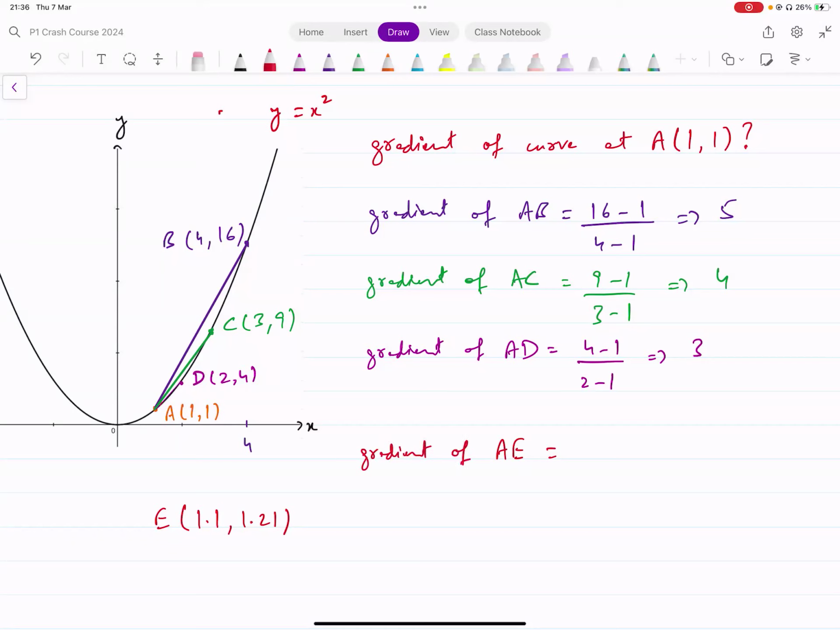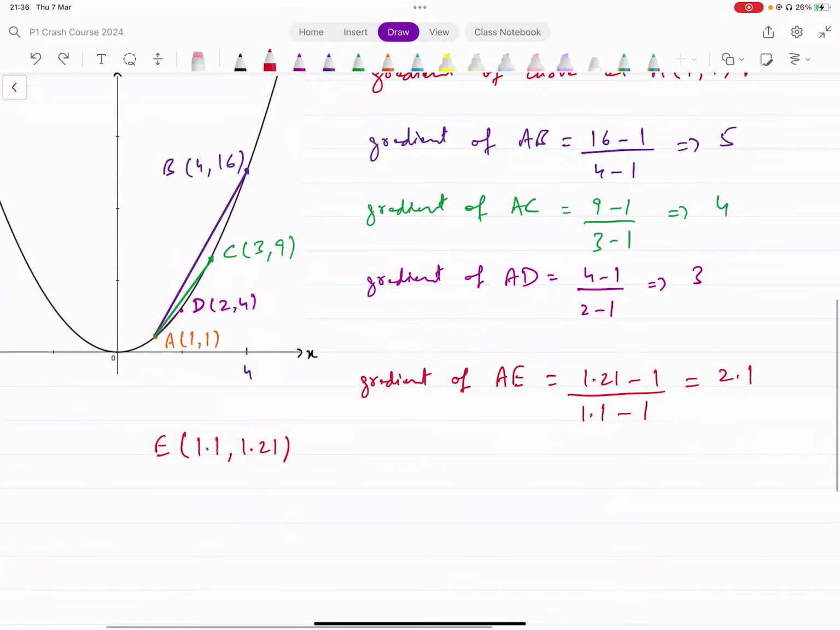Gradient of AE, that is 1.21 minus 1 divided by 1.1 minus 1. That will give me 2.1 now. Again, it's even better than before. It's closer to the actual gradient. If I were to keep doing this, let's take one more value. Let's take 1.01, for instance. What does that give us? 1.01 squared. That gives me 1.0201.